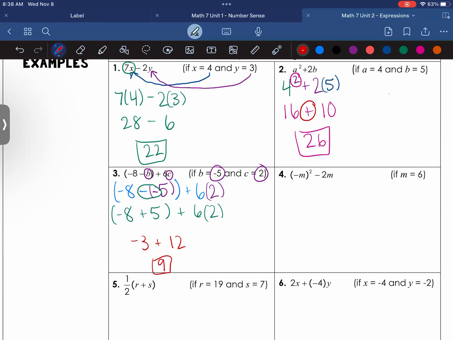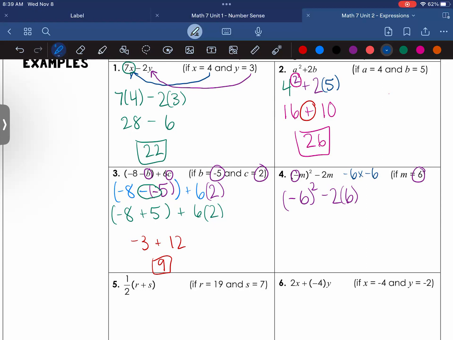All right, I'll set up number 4, and then I want you guys to evaluate on your own. So we have -m. So m is 6. Don't forget this negative sign though, it needs to be negative. That's in parentheses, squared, and then minus 2 times m, m is still 6. So -6 squared, remember that means -6 times -6. Type that in your calculator if you don't know.